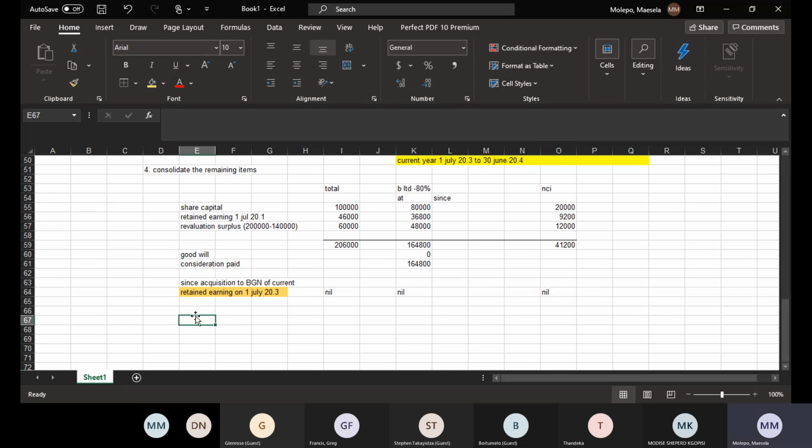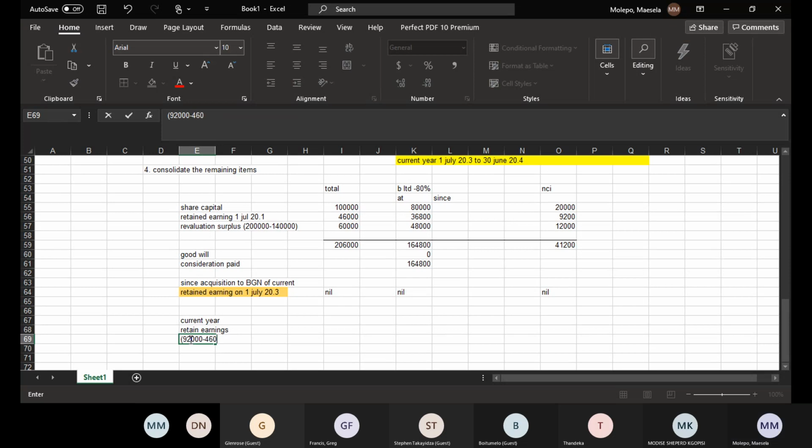And then we have our current year. On our current year, we're going to have the profit for the year. When we close our books on 30 June 2004, they already calculated the profit and added it to the retained earnings. The retained earnings will be represented by the balance at the end of the year, which is sitting at 92,000. We less the balance of the date we acquired him, which is 46,000.